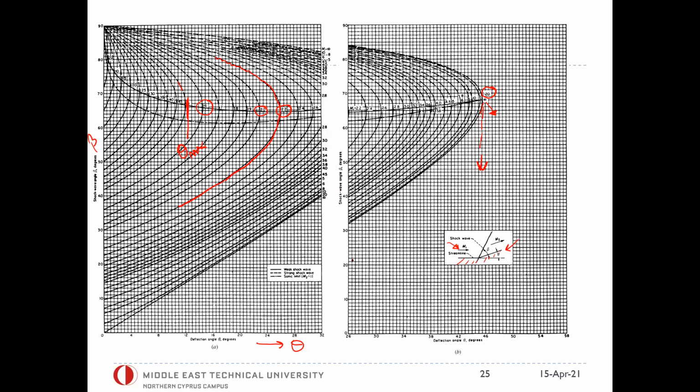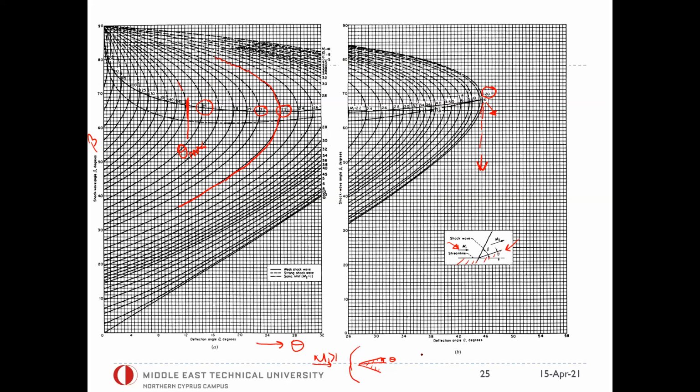I can try to draw maybe somewhere here. If it's a wedge problem, so if the incoming supersonic flow has a Mach number greater than one, and this theta angle here, the half wedge angle, is greater than theta max, we end up with a detached bow shock wave in front of it.